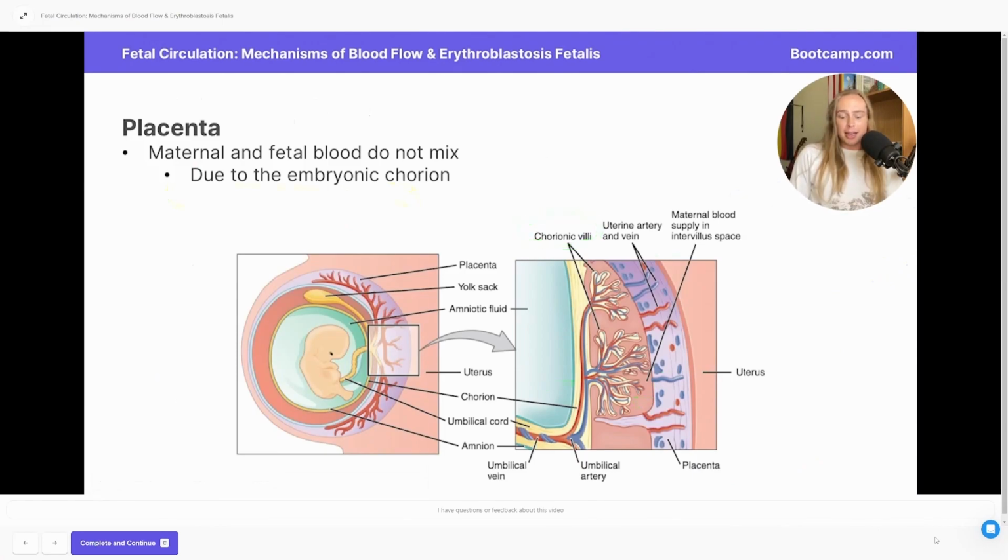Separating these two is the embryonic chorion, which has the main job of making sure that some things from the mother cannot be passed on to the fetus, and some things from the fetus, such as red blood cells, cannot be passed back to the mother. While red blood cells are not allowed to cross over the embryonic chorion, there are quite a few things that are allowed to cross, and this can be really helpful in some instances and really harmful in others.